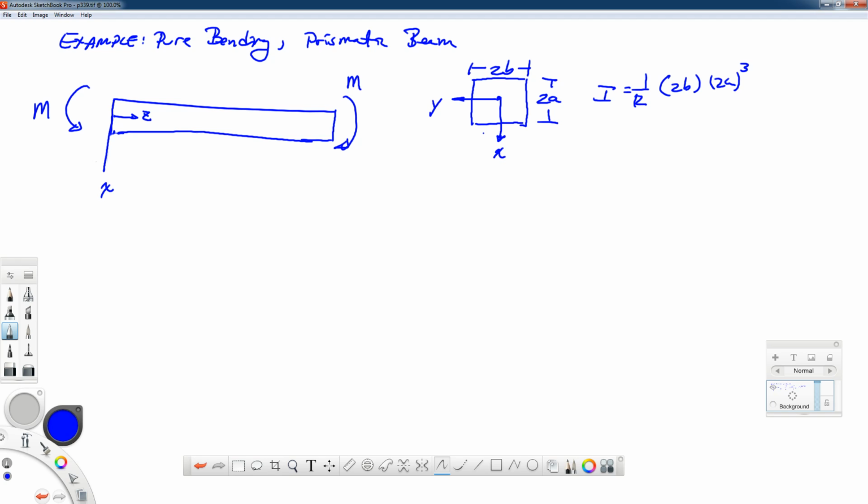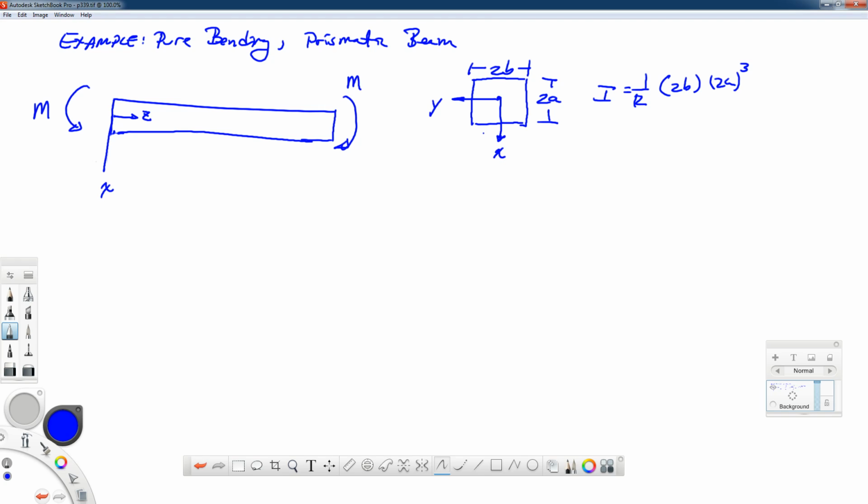Alright, in this lecture we're going to take a look at pure bending of a prismatic beam using the semi-inverse method. So this would be a three-dimensional elasticity problem. We're going to look at isotropic materials, pure bending, prismatic. What that means is the cross-section stays constant throughout the length of the beam. Despite what my picture looks like, it's supposed to be a constant cross-section beam.